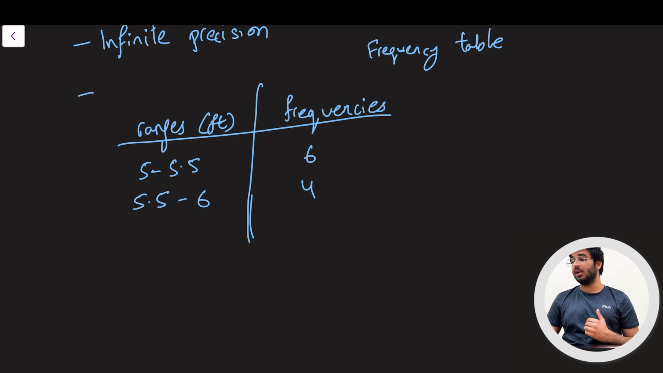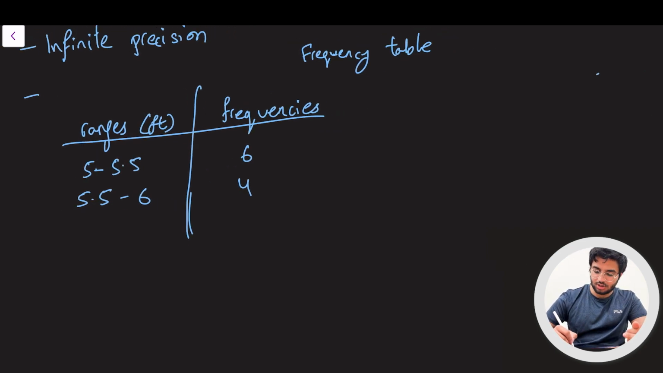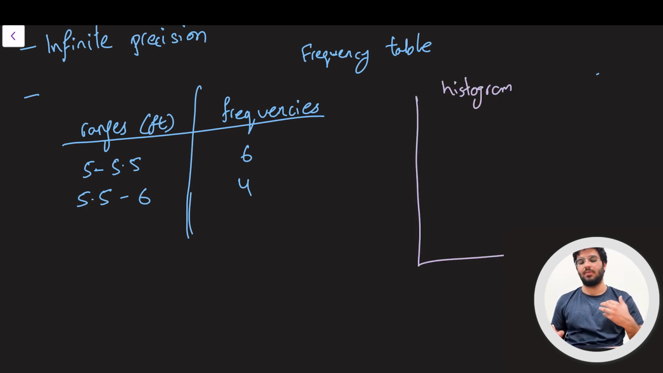Now what you do with it is you can plot out a histogram. So, looking at a histogram. This is the more important part. Frequency table, not as important. This one, very important. You need to pay attention.